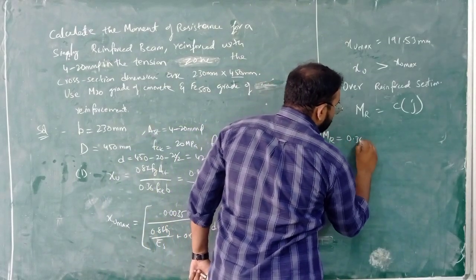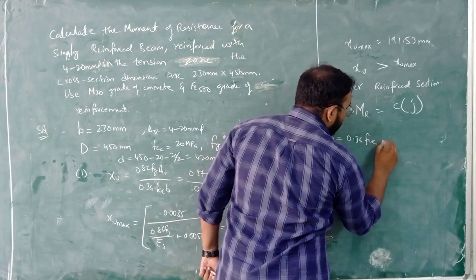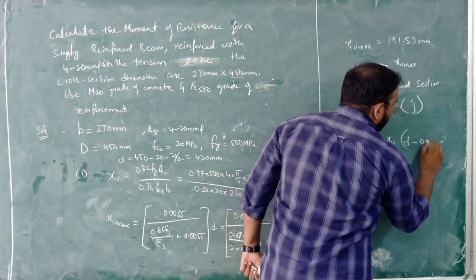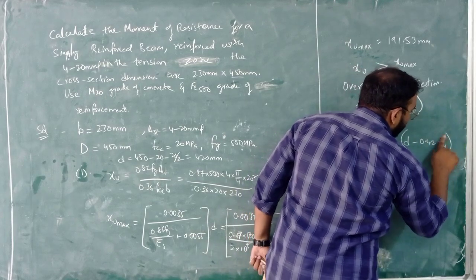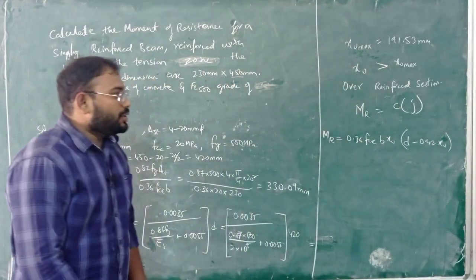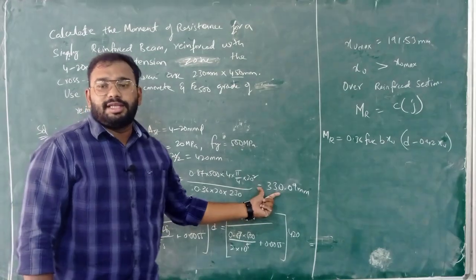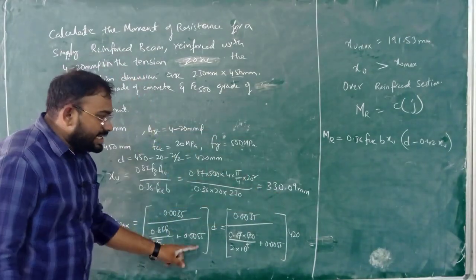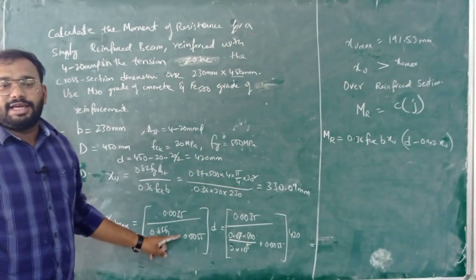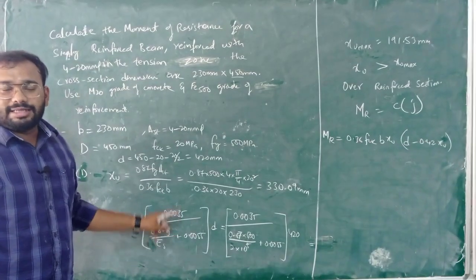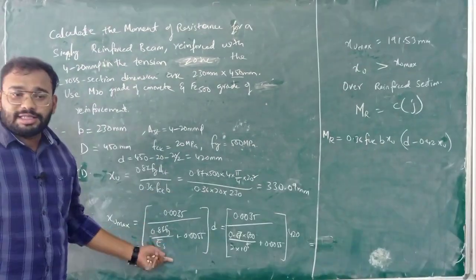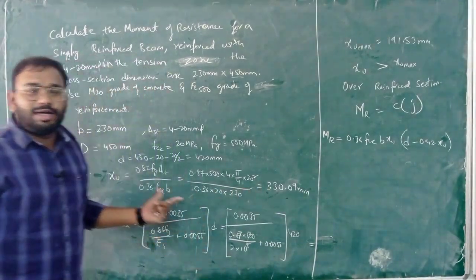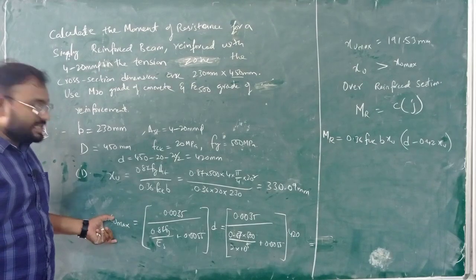Now the condition is changing here. The beam is over reinforced now. Xu is more than Xu max. The value of Xu is 330, value of Xu max is 191. So it is over reinforced now. Over reinforced section, which means failure of concrete is prior to failure of steel. So the formula will also change. It is now C multiplied by J. Now what is C?